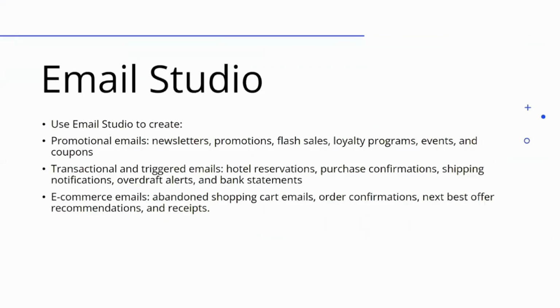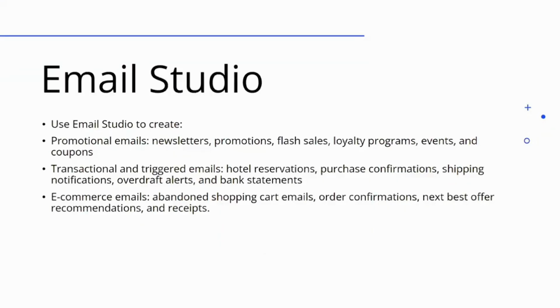So what is Email Studio? Used to send emails. What kind of emails? Data-driven dynamic emails. What kind of things can you do on Marketing Cloud? Commercial and transactional. So the emails can be commercial and transactional in nature. If you are sending any commercial emails, that means promotional emails, newsletters, promotions, flash sales, loyalty programs, events, coupons are under commercial email sends. So you can build commercial emails on Marketing Cloud.